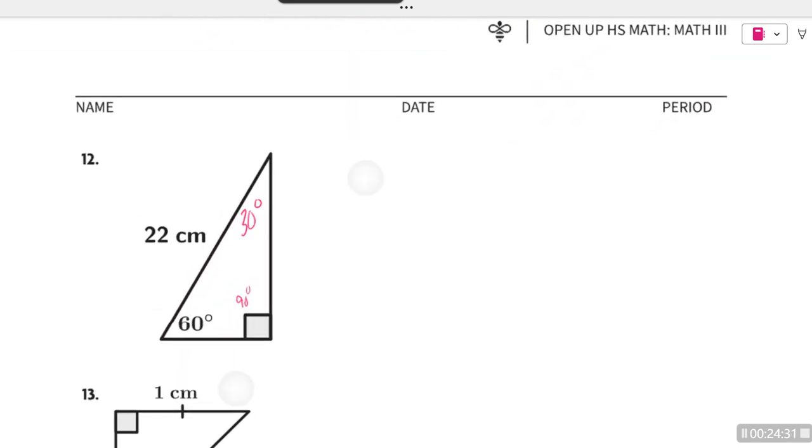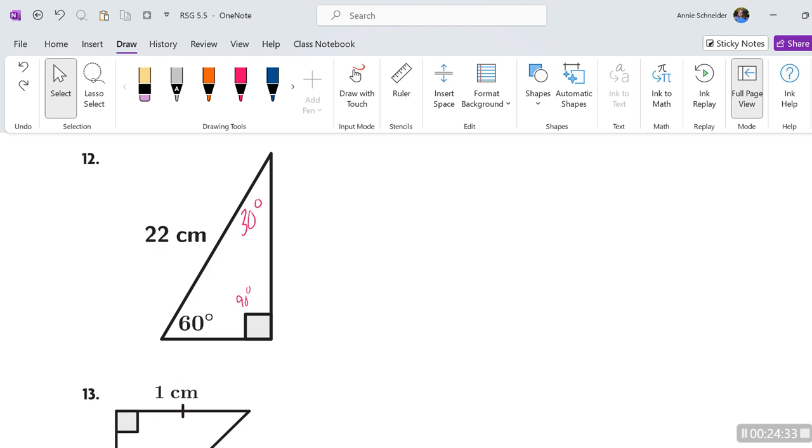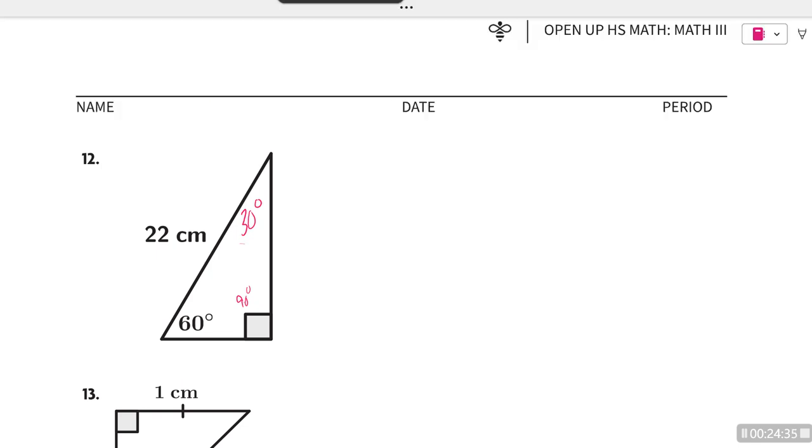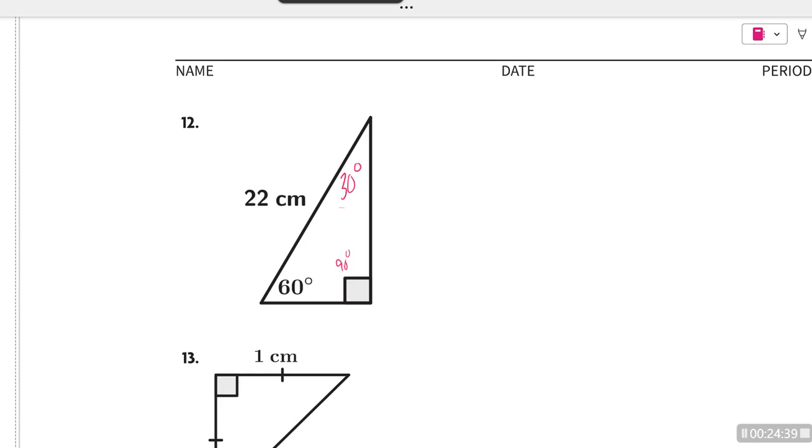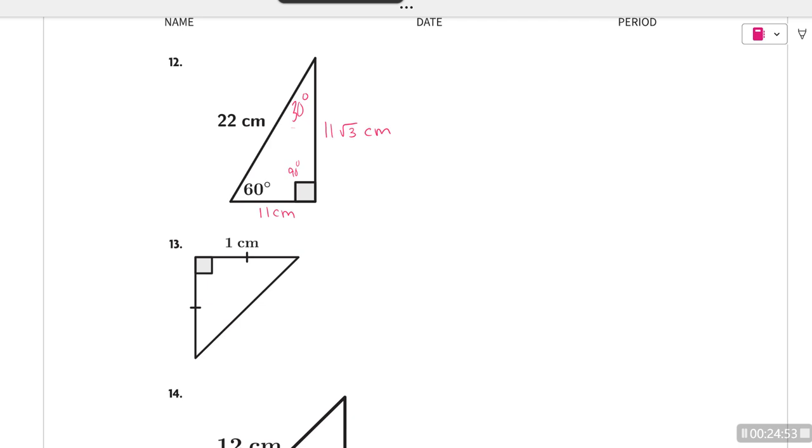So let's use that for this one. Let's start, we know the hypotenuse. So let's start across from 30 is going to be half. We're going to get 11 centimeters. And then across from 60, we're going to take that 11 and multiply it by square root 3. And you can use Pythagorean theorem to check all those. But that's it. Once we're able to identify the ratio, this problem becomes much faster.